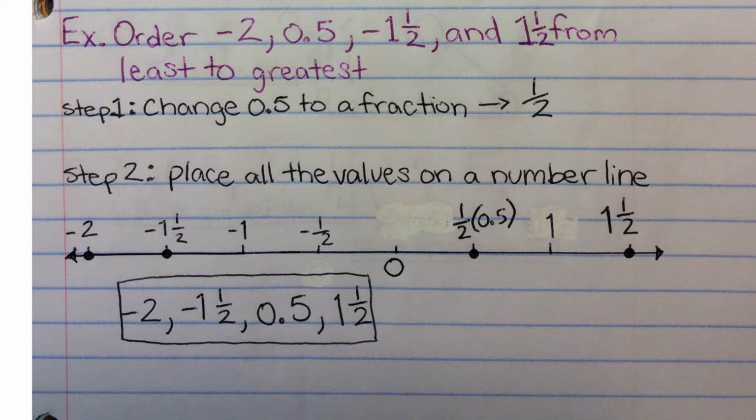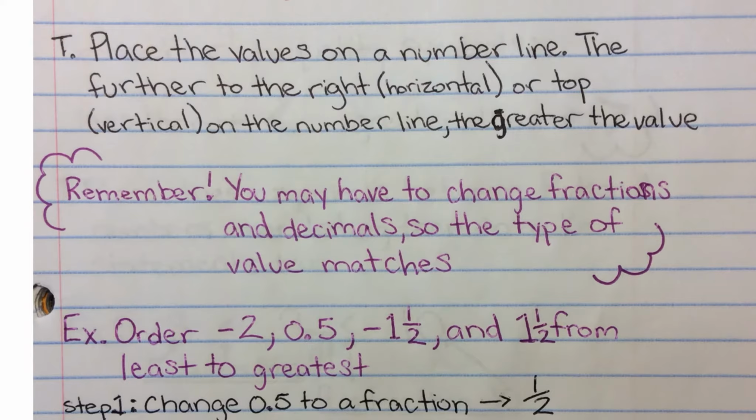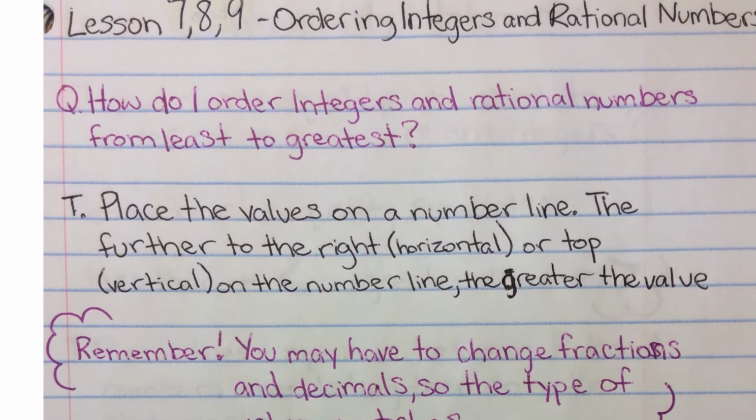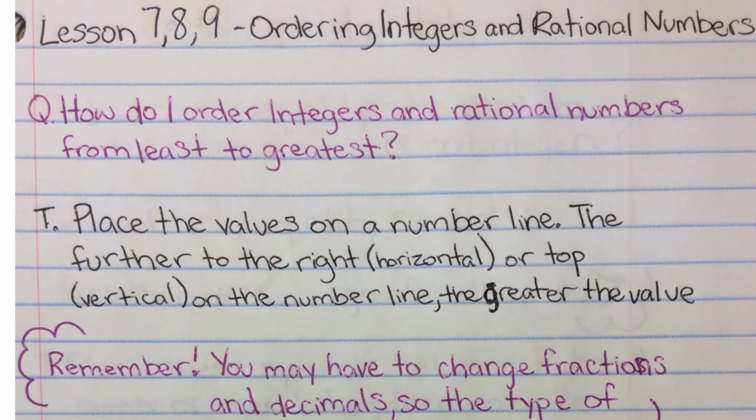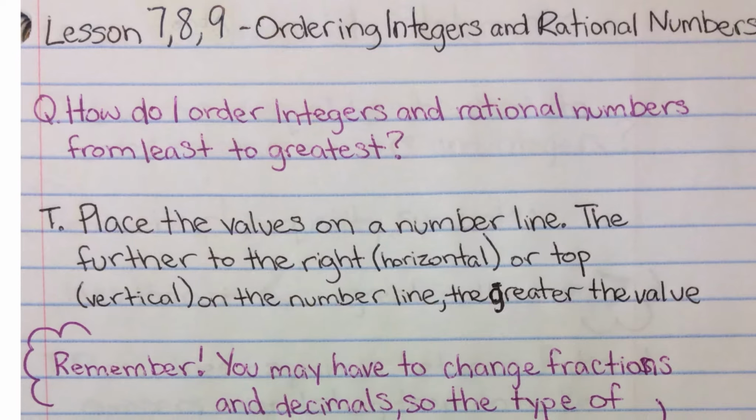Now let's go ahead and scroll back up to the top and take a look at our question for today's lesson, and hopefully we'll be able to answer this by the end of the lesson. It says, how do I order integers and rational numbers from least to greatest?